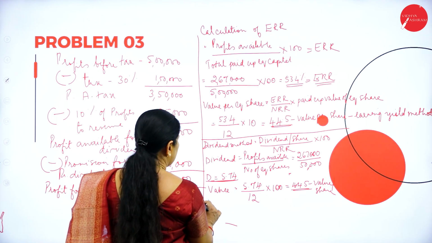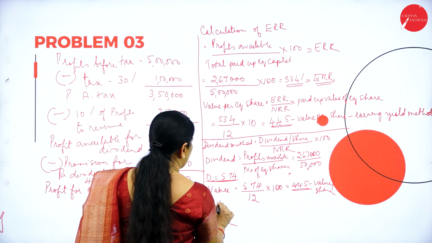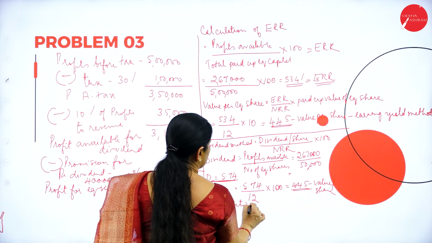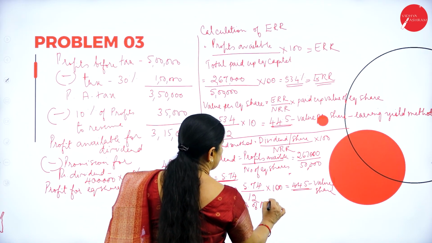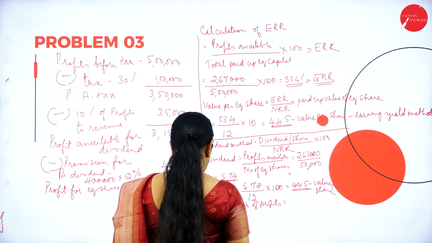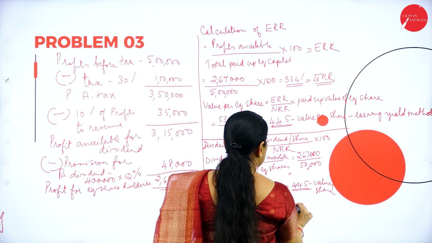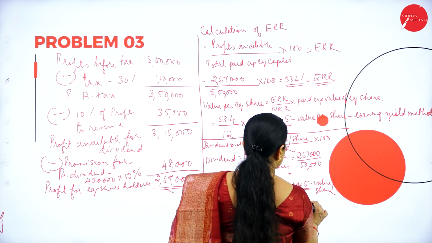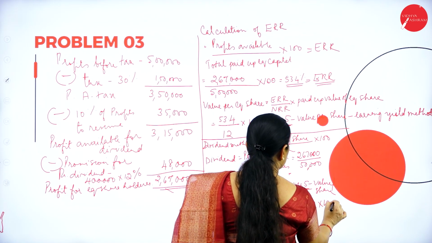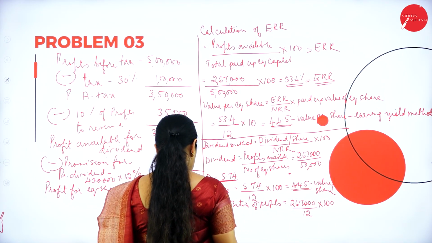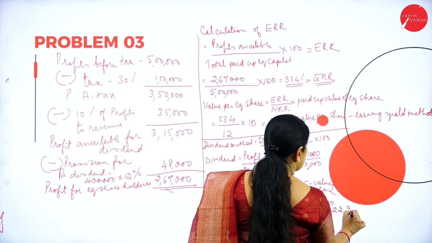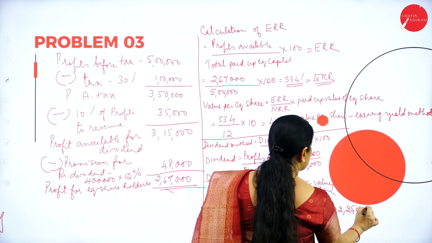Then we have the capitalization of profits method. Capitalized profit will be equal to 2,67,000 divided by 12 into 100. So, this will come up to 22,25,000.